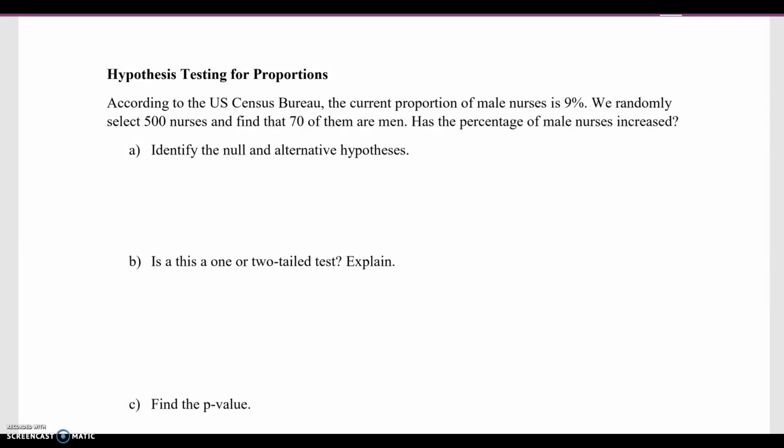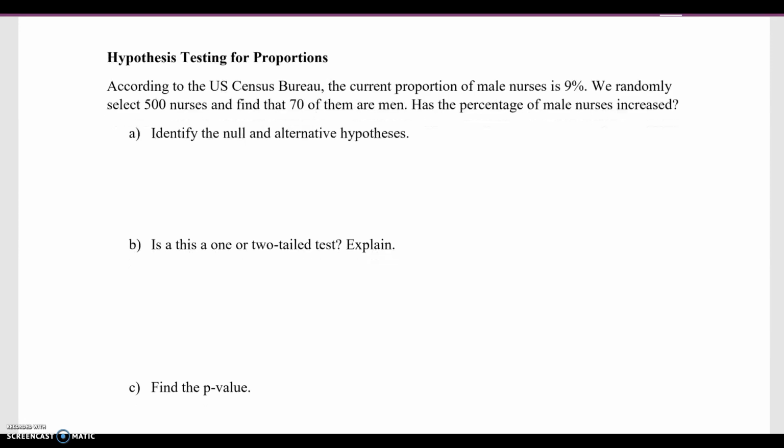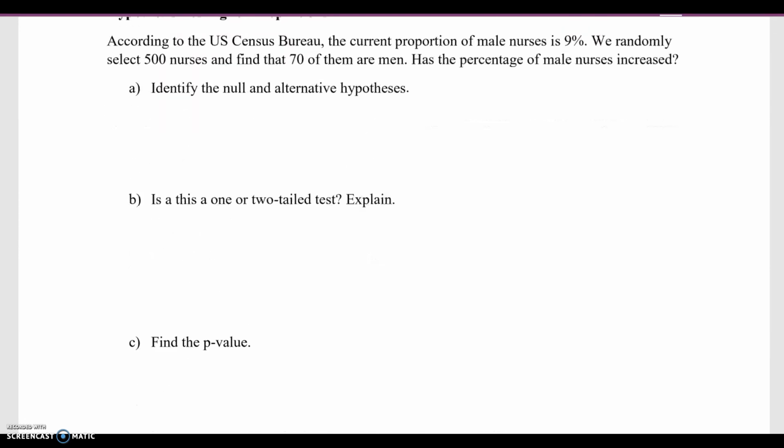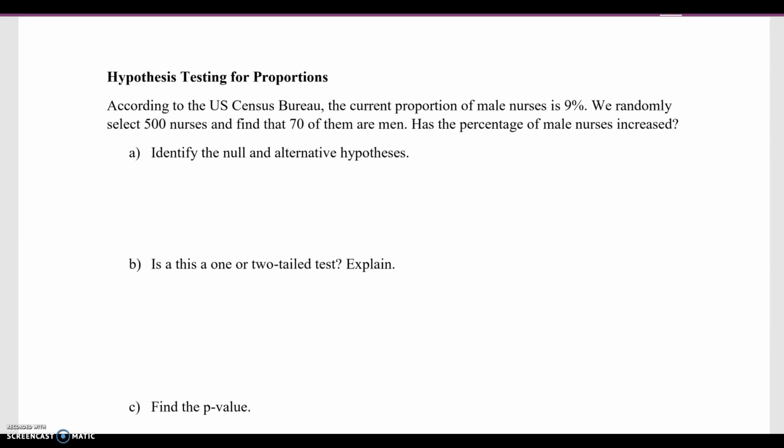Okay, so in class we also talked about hypothesis testing for proportions. I gave you the steps on how to do it. Another way that I can set up problems like this is by giving you A, B, C, D, and guiding you through the problems, because these can be a little bit difficult to start off.